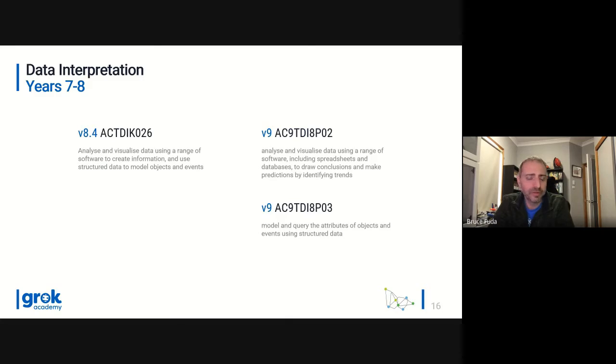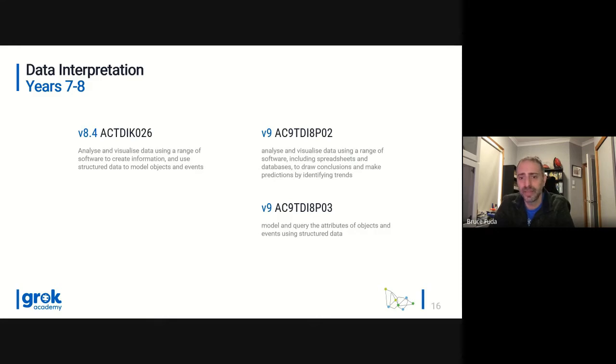When we look at data interpretation, this is all the analysis and visualization of data. We used to have this statement in Year 7 and 8, where there's a reference to structured data to model things after the analyze and visualize. These have now been separated. We've got a clear link to spreadsheets and databases that's been pulled out, and what the expectation of the analysis is, which in Year 7 and 8 is that idea of being able to draw a conclusion and make a prediction by looking for trends in data.